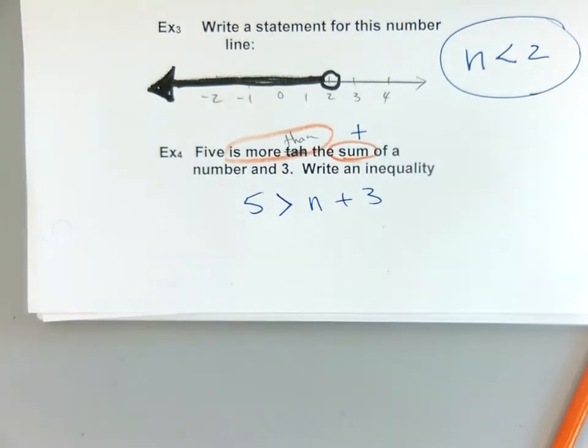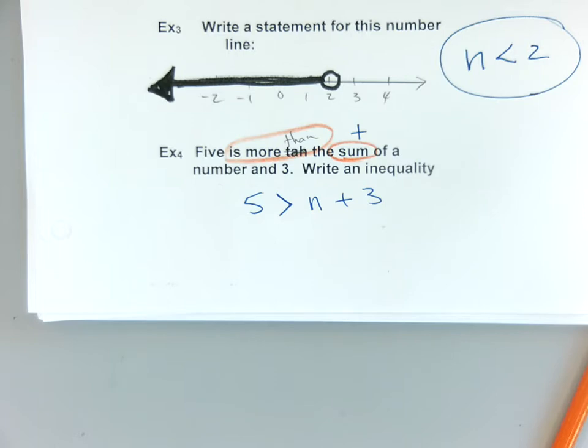Now it doesn't ask for me to graph it, doesn't ask for me to solve it. Just write an inequality. Okay, I've got 5 is more than, there's my more than symbol. And I use n for a number. Yes. So, does it have to be like that? Like n plus 3, or can it be like 3 plus n?